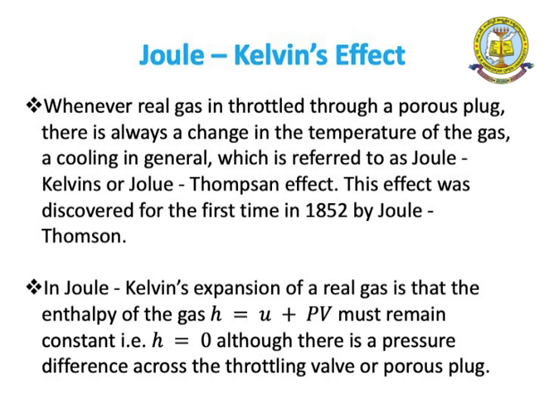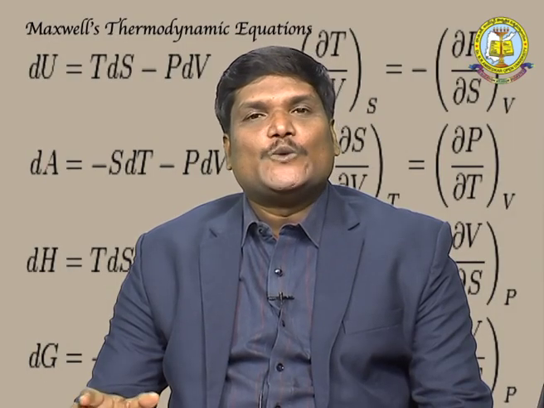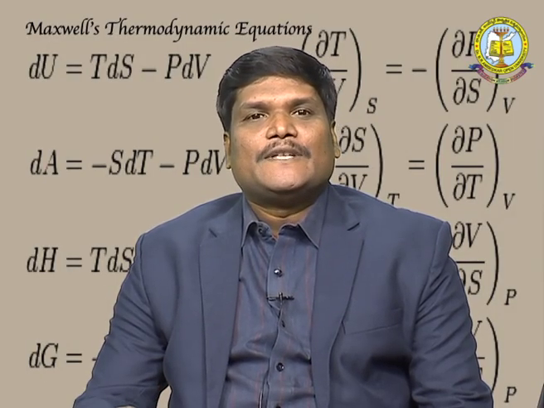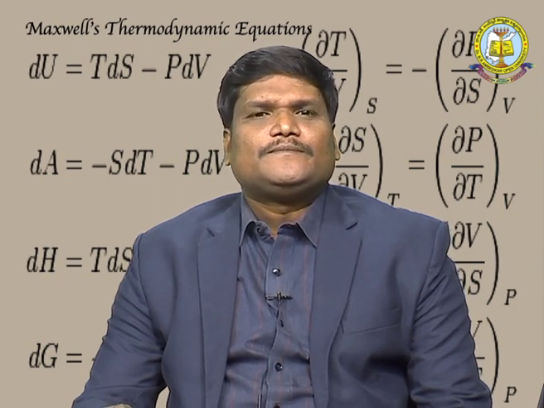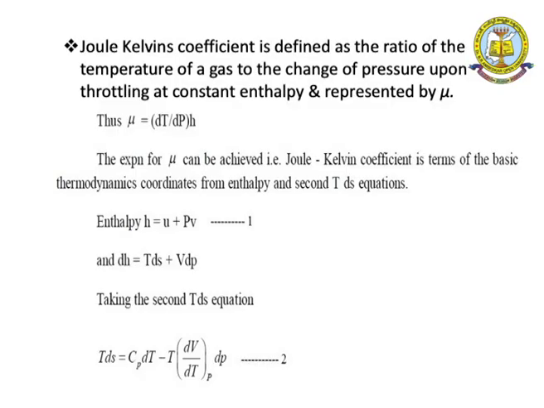Although there is a pressure difference across the throttling valve or porous plug, from high pressure to low pressure, you need to know what a Joule-Kelvin coefficient is. It is defined as the ratio of the change in temperature of a gas to the change in pressure dP upon throttling at constant enthalpy.